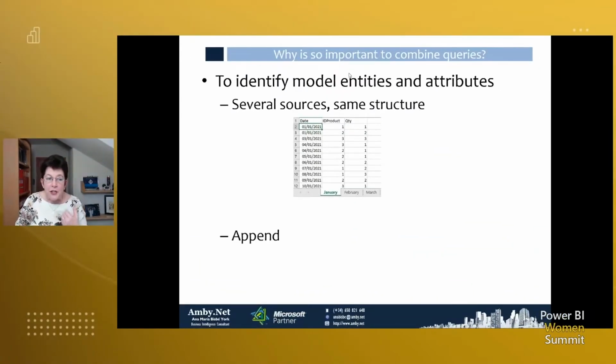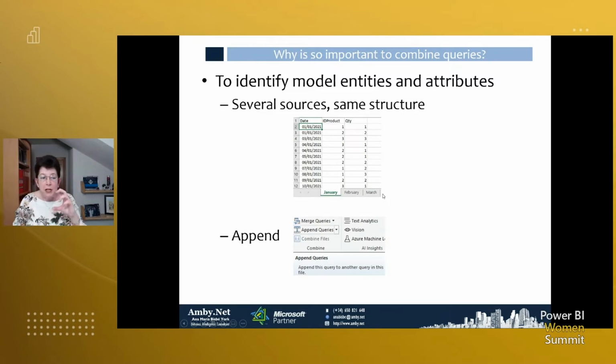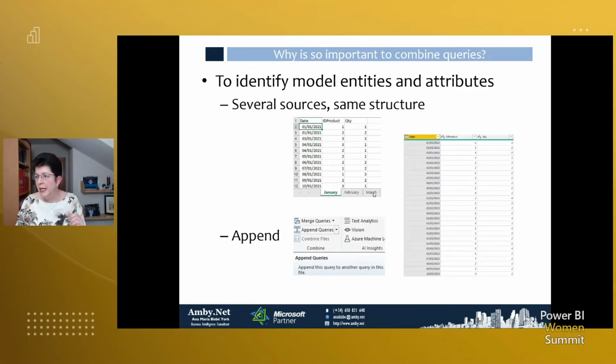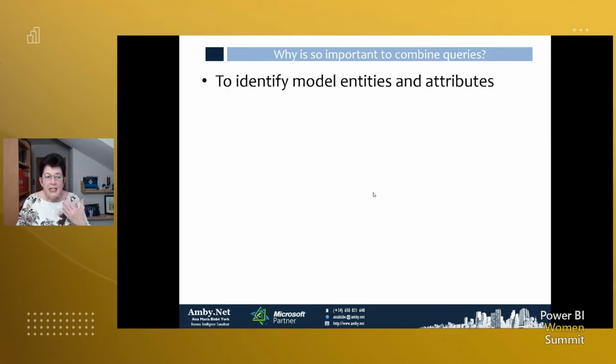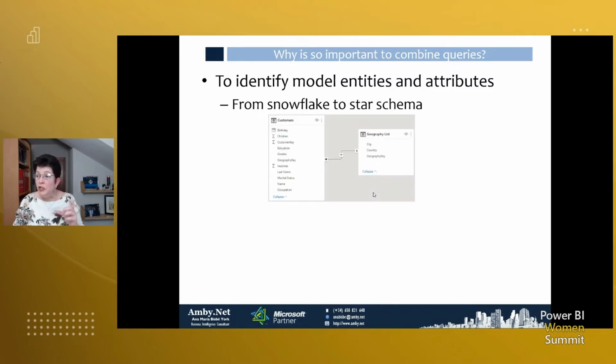For example, we have several sources with the same structure. Here we have January, February, and March. The solution here is to append because they represent the same entity, for example, sales. In another case, we have a snowflake schema, and some attributes are in a different table. The best way to shape the tabular model is to merge queries and join columns in one query.